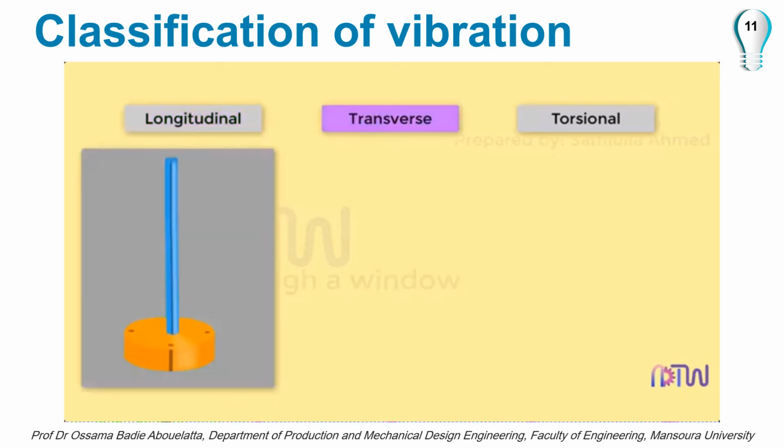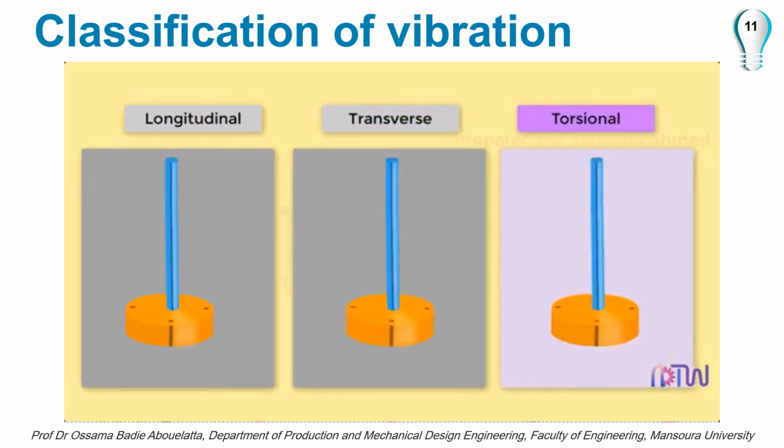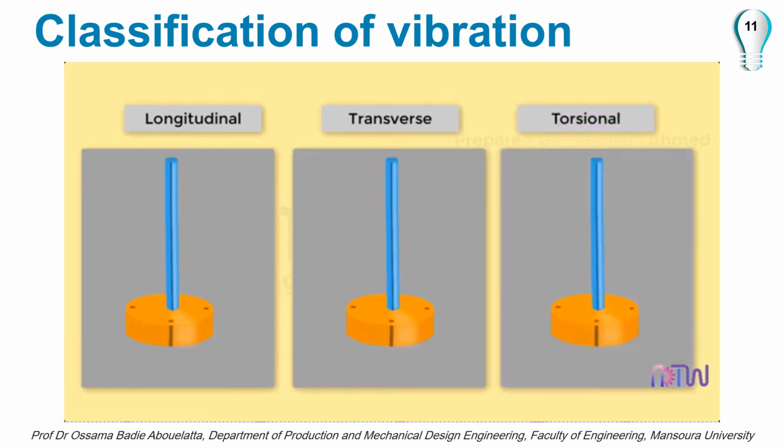Transverse vibration. In this, the particles of the shaft or disc move perpendicular to the axis of the shaft. Here the shaft is straightened and bent alternately and hence bending stresses are induced in the shaft. Torsional vibrations. In this, the particles of the shaft or disc move in a circle about the axis of the shaft. Here the shaft is twisted and untwisted alternately and hence torsional shear stress is induced in the shaft.